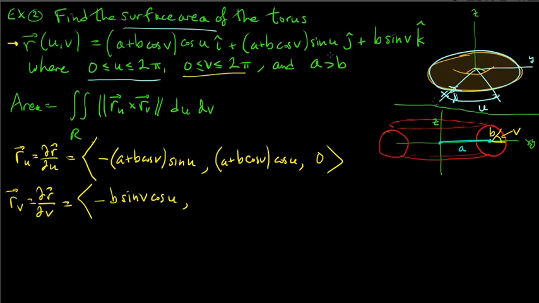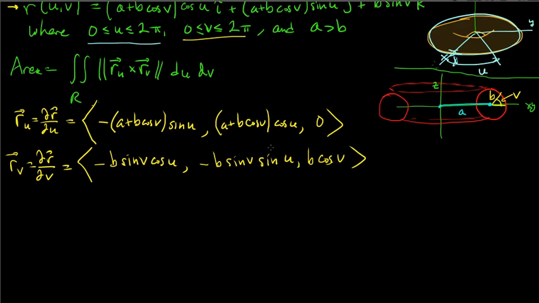Right? And then same thing for the second term, right? Negative b sine v, but times sine of u. And then the derivative of b sine v is b cosine of v. So I think that's it. Now we need the cross product.